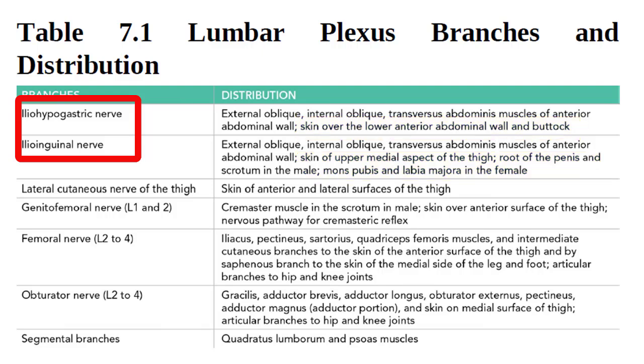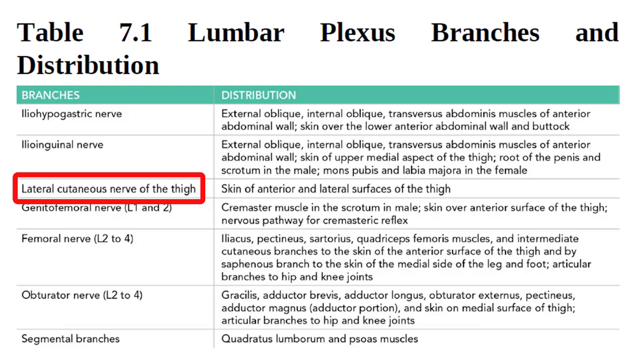Regarding the lateral cutaneous nerve of thigh, as the name indicates, cutaneous means it's just giving sensory innervation, and this nerve provides sensory innervation to the skin of the thigh on the anterior and the lateral surface.